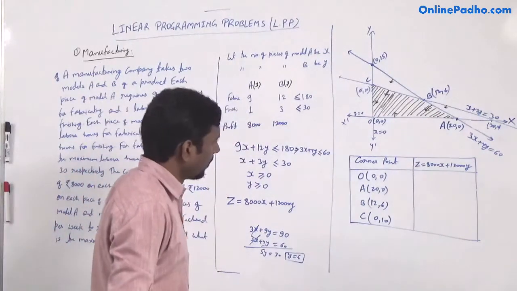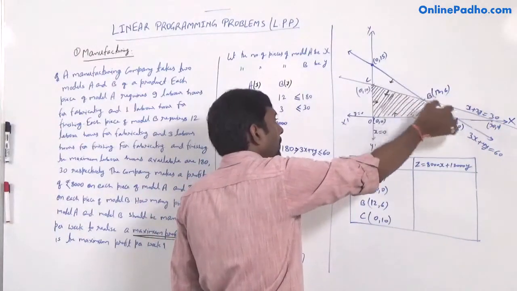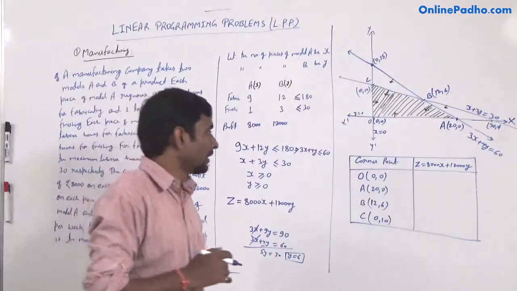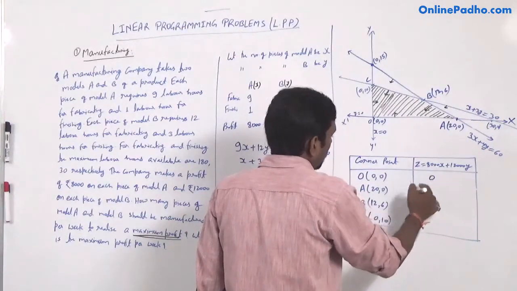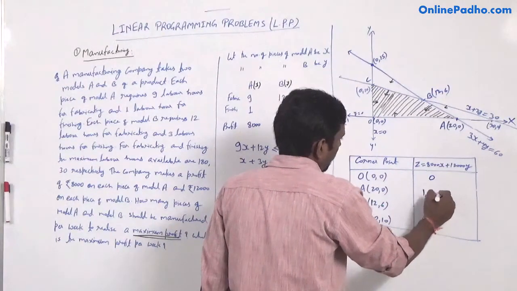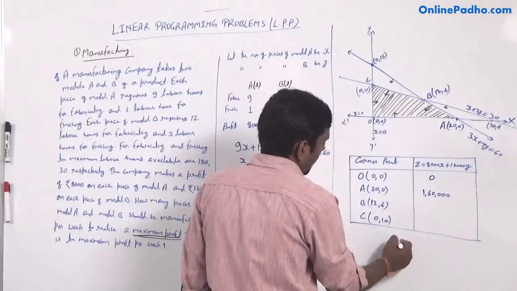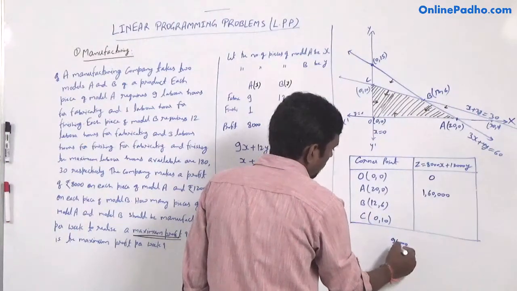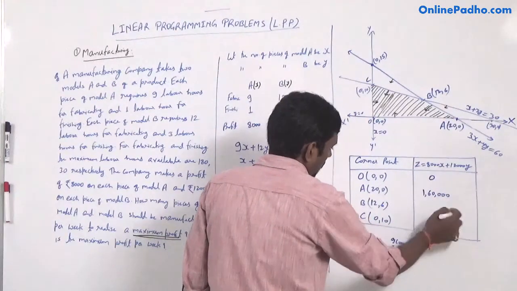Now we have to find the value of z at each point. This and this point may be the point of maximum profit. So let's see how to find the maximum profit. We can put here (0, 0), (20, 0). So 8,000 multiplied by 20, 1,60,000. Then (12, 6): 96,000 plus 6 multiplied by 12,000, 72,000.